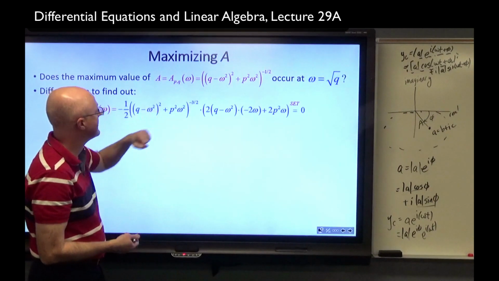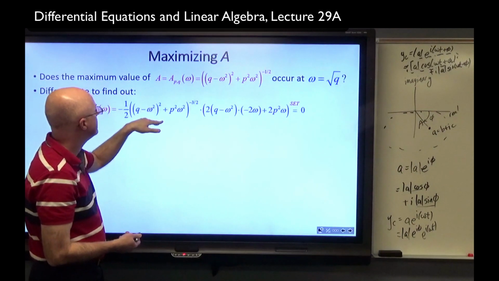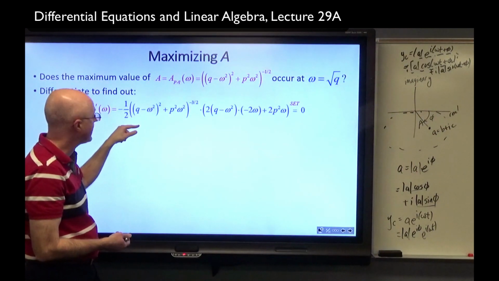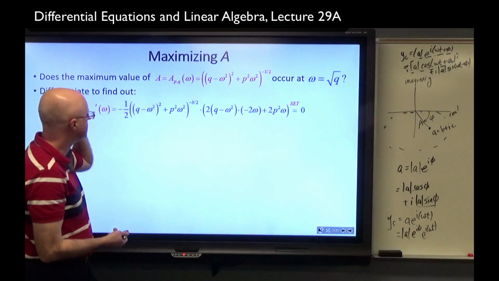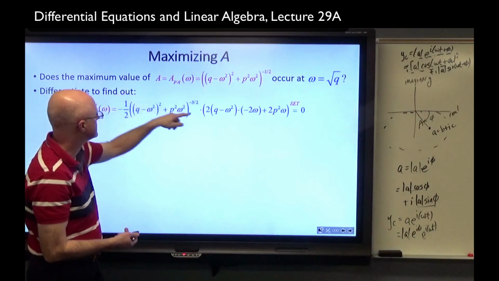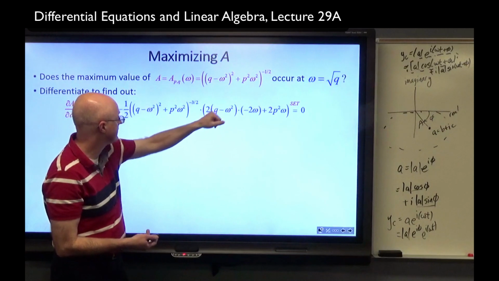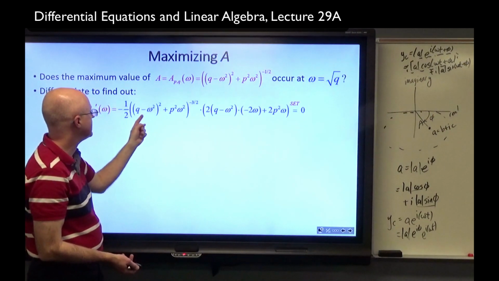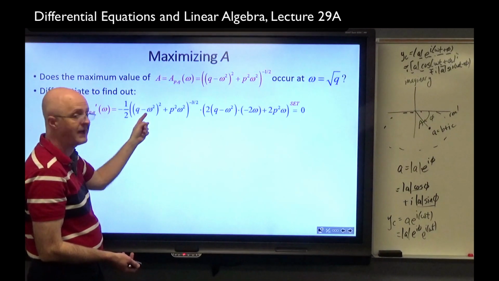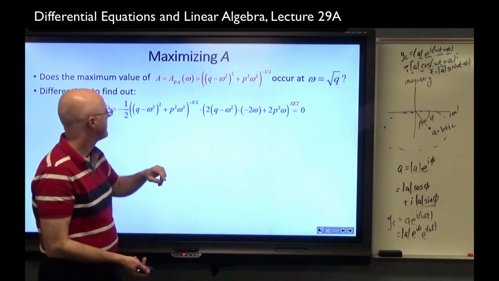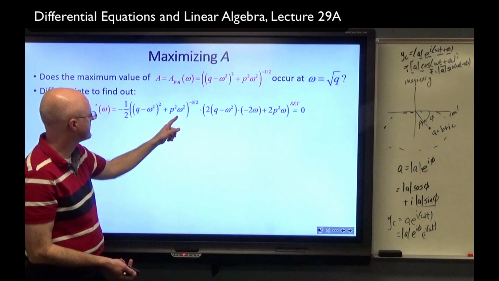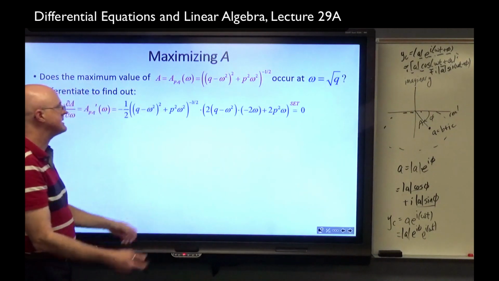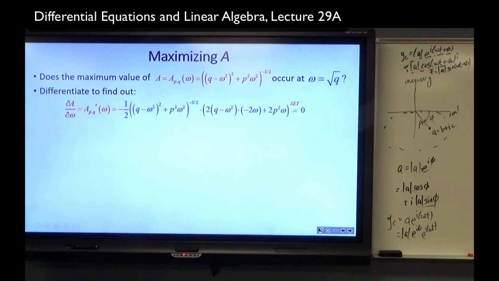Put the entire inside thing still in there. Then, by the chain rule, multiply times the derivative of the inside with respect to omega. I could expand this out, but I didn't bother. I brought down the 2 to get 2 times q minus omega squared to the first. Then, by the chain rule again, multiply by the derivative of the inside here with respect to omega, which is negative 2 omega. That's what you see there. Then, plus the derivative of this with respect to omega. Bring down the 2, you get 2p squared omega. Set this equal to 0, solve for omega. Doesn't look so easy, does it?